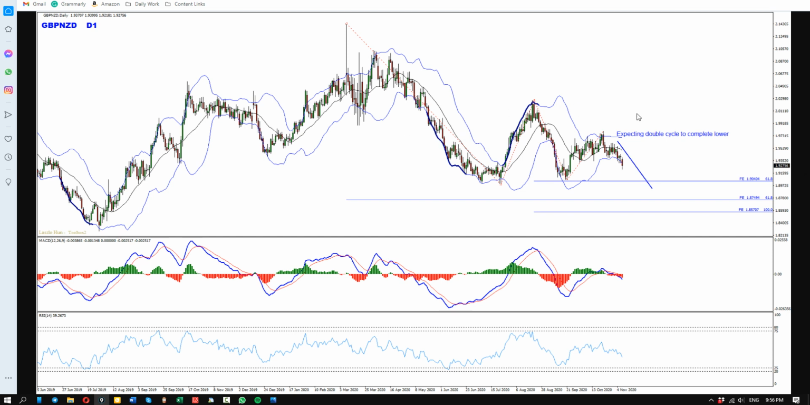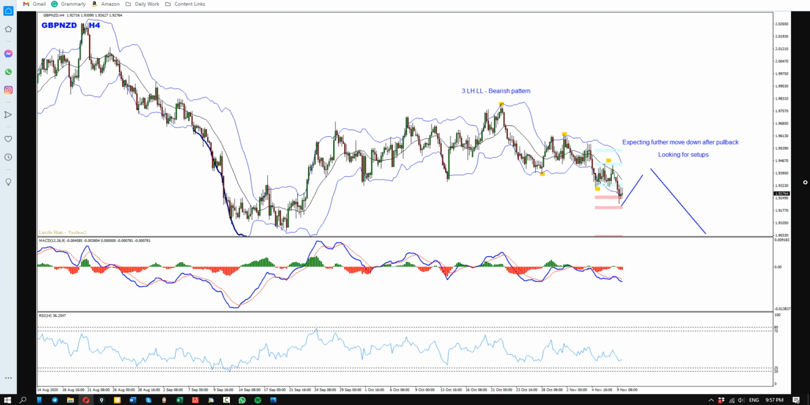According to the pound New Zealand analysis, I expect the price to drop down to this area, maybe even, as you can see, slightly lower. The last divergence on the daily was bearish, in ongoing bearish momentum, and on the 4-hour chart we spotted a trending structure. We got 3 lower highs, lower lows, and the market was starting to move in some sort of clear direction in a channel. So the plan is we expect a further move down after a pullback, and we were looking for setups.